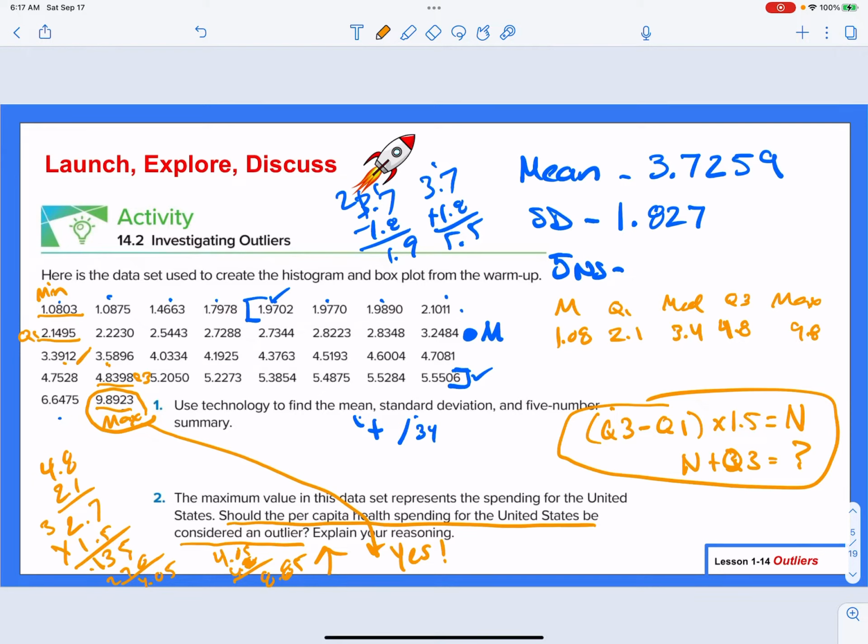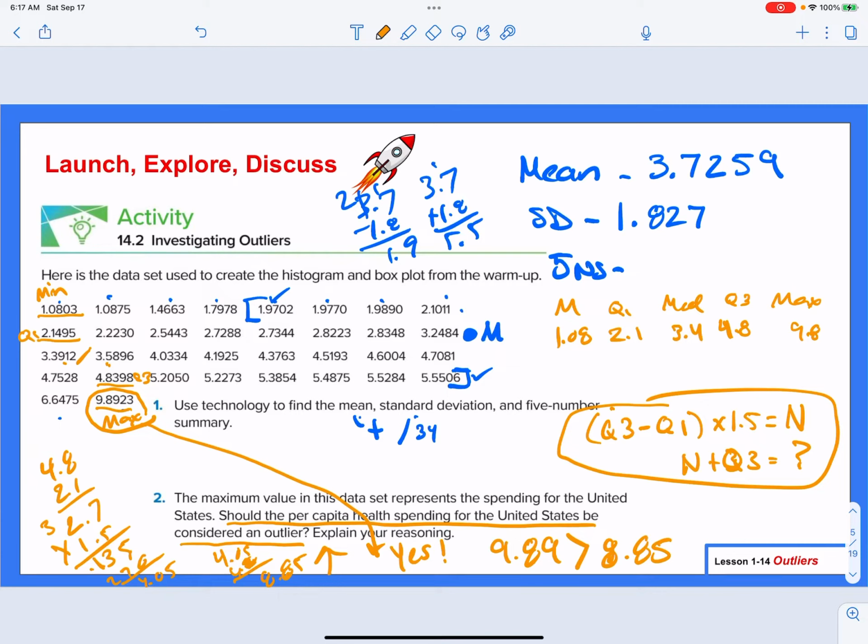But the question is, should we consider it an outlier? Yeah, we should, but then it's a question of what do you do with it? Do you keep it or do you not? That's the question. So in this case, we could write down that we know that 9.89 is greater than what's an acceptable number to be considered an outlier. So, do you keep it? Well, it does exist. You can't just ignore that that amount is an actual amount.